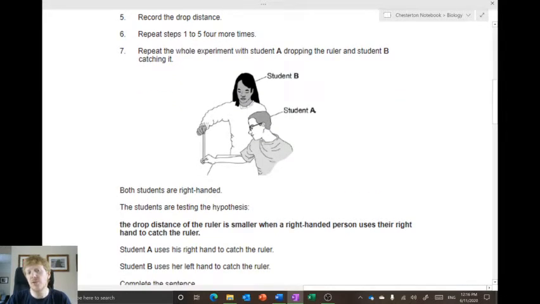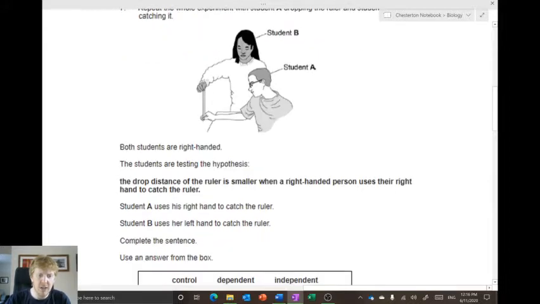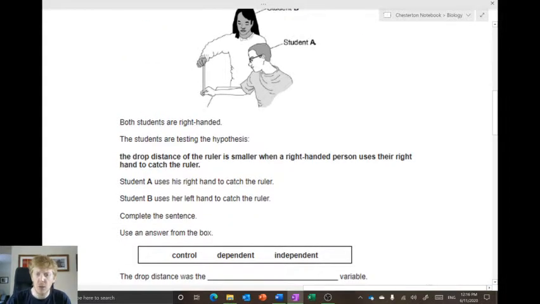Right. Both students are right-handed. The students are testing their hypotheses. The drop distance of the ruler is smaller when a right-handed person uses their right hand to catch the ruler. Student A uses his right hand to catch the ruler. Student B uses her left hand to catch the ruler.